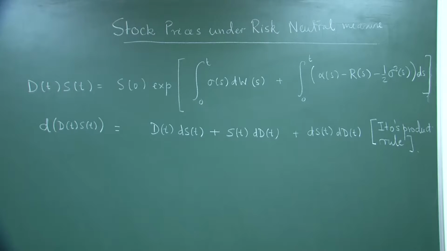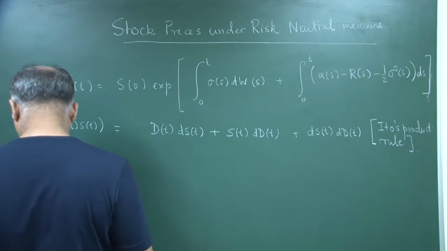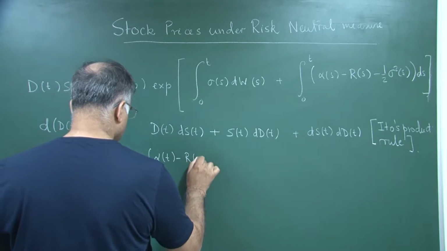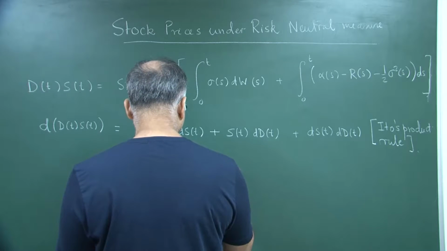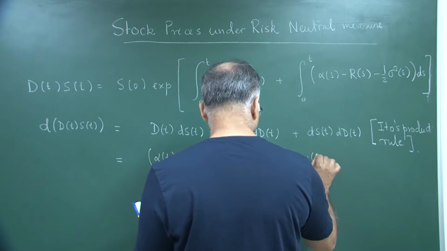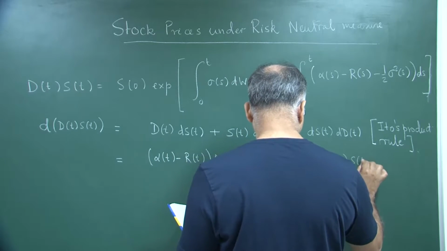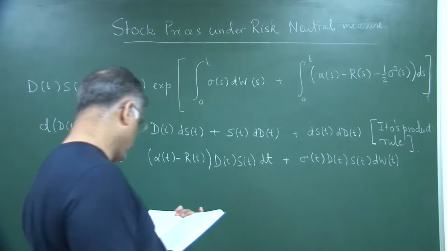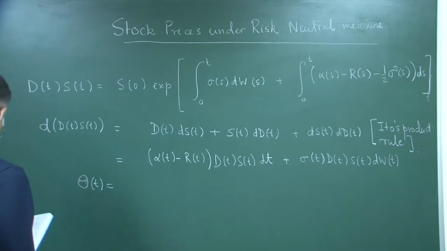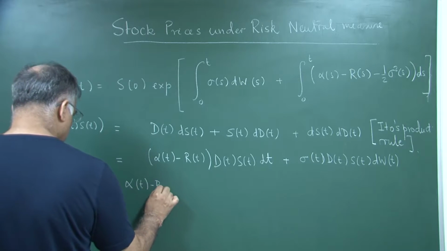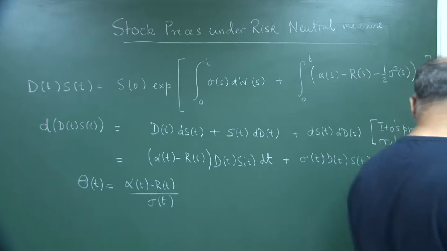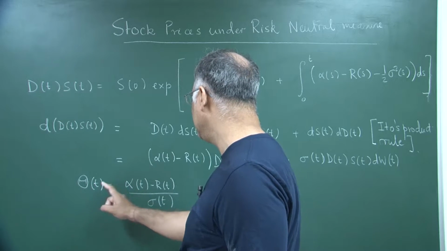Now once you have this, a complete calculation will show that you have the following. Please check this calculation, which is not hard, but has too many algebraic manipulations which we are not doing at this stage. Now, consider the function theta(t) equal to alpha(t) minus R(t) divided by sigma(t), and here you can replace this by sigma(t) theta(t).